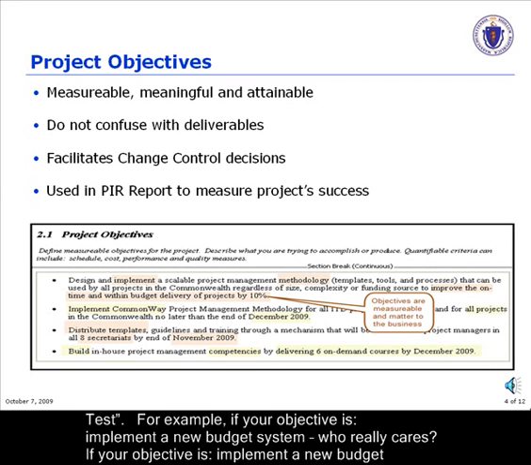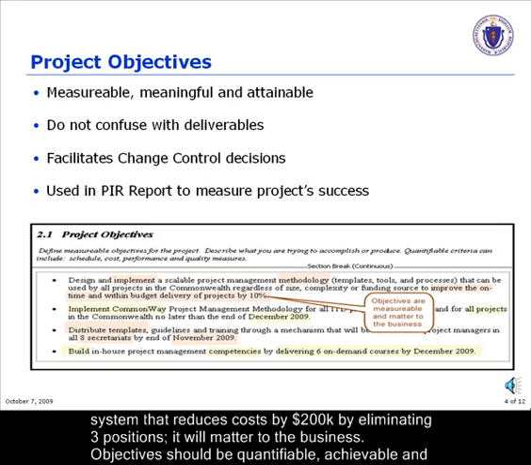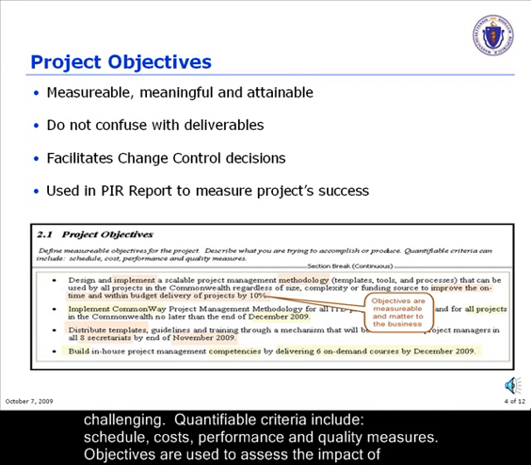For example, if your objective is implement a new budget system, who really cares? If your objective is implement a new budget system that reduces costs by $200,000 by eliminating 3 positions, it will matter to the business. Objectives should be quantifiable, achievable, and challenging. Quantifiable criteria include schedule, costs, performance, and quality measures.